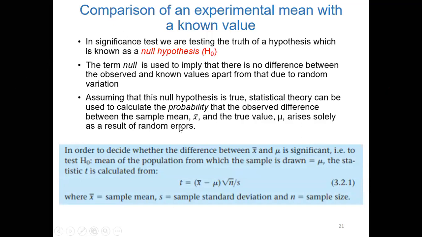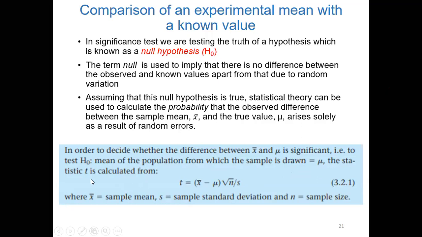And in order to decide whether the difference between x bar and mu is significant, that is, to test H naught, where H naught means the null hypothesis, we will use this later in the presentation. So remember, H naught means null hypothesis. That is to test H naught: the mean of the population from which the sample is drawn equals mu.